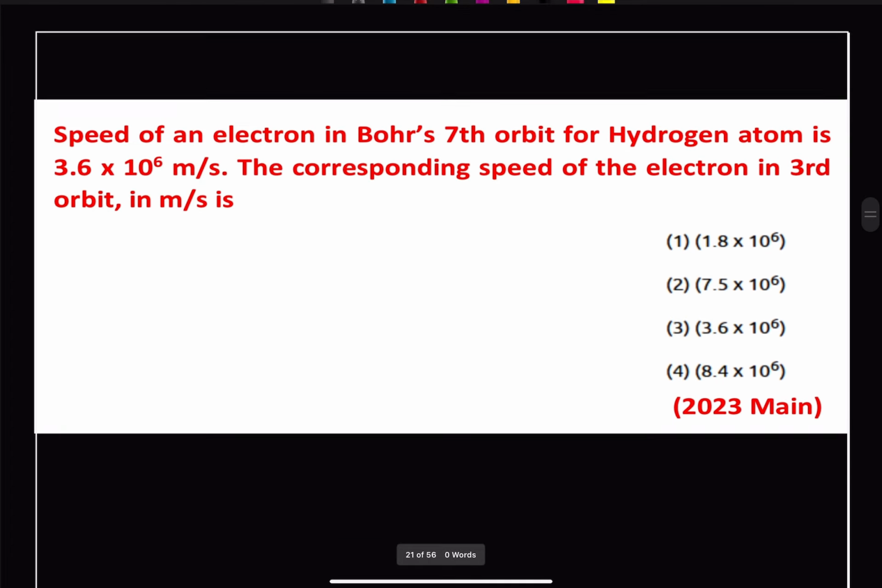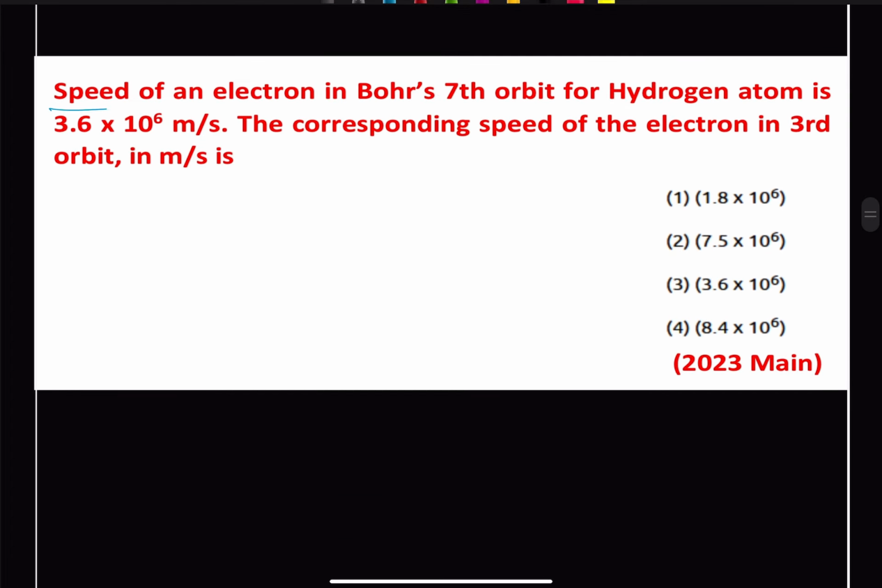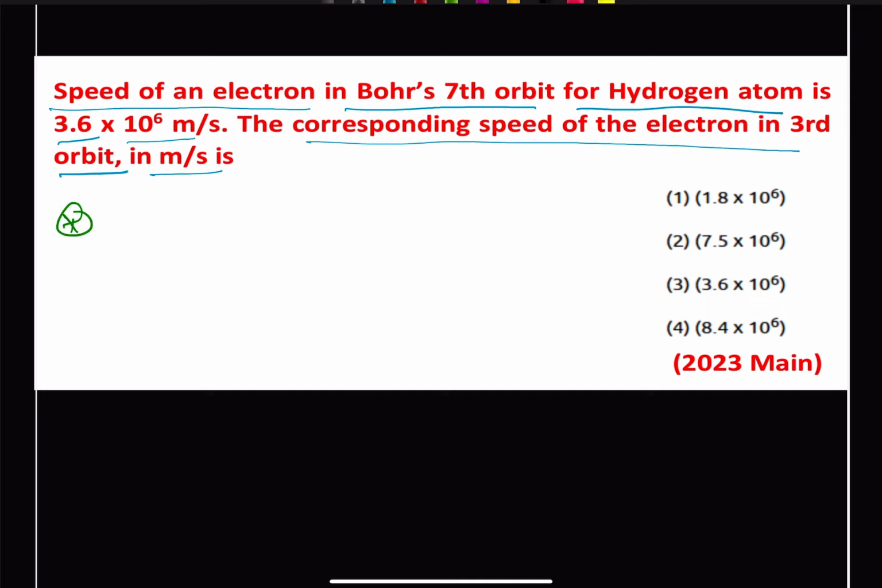Next question. It states that the speed of electron in Bohr's 7th orbit for hydrogen atom is 3.6 into 10 to the power 6 meter per second. The corresponding speed of electron in the 3rd orbit in meter per second is. So this is directly based on the formula, and we know the relationship for the speed in the nth orbit in the Bohr model.